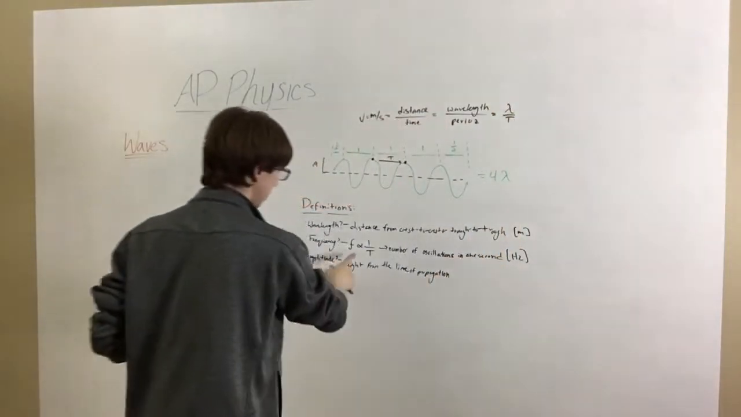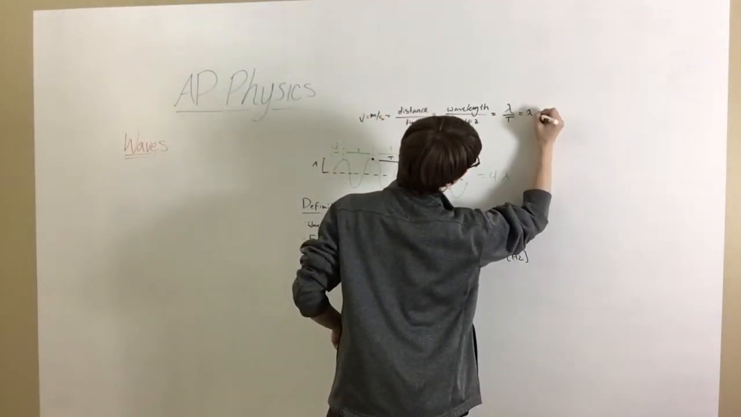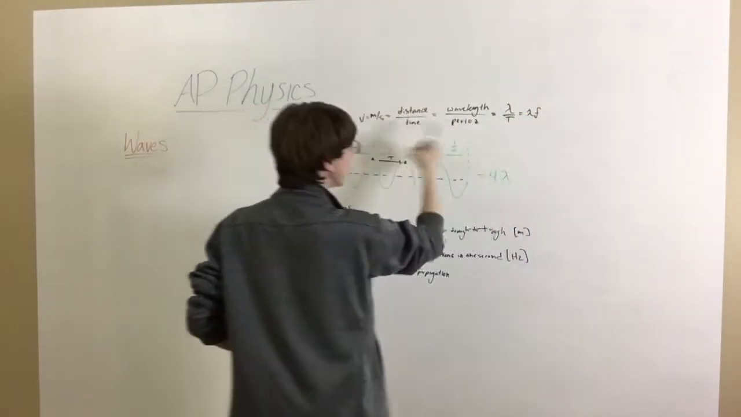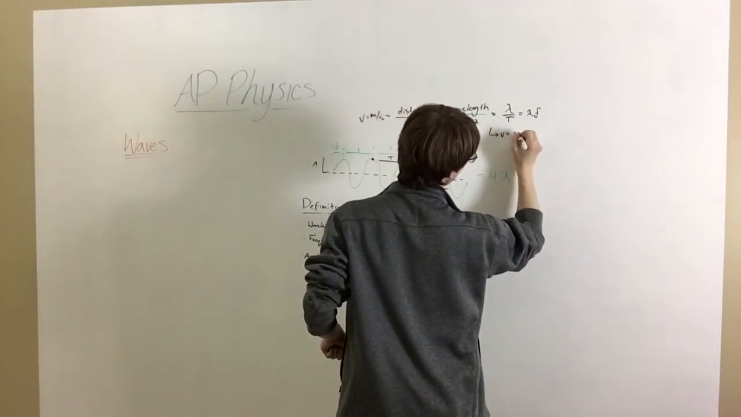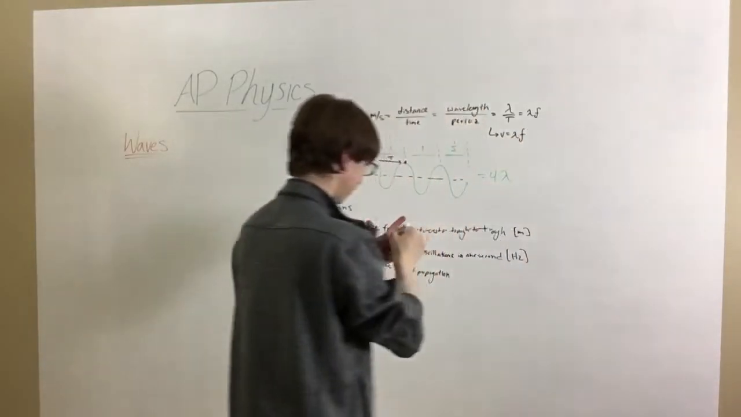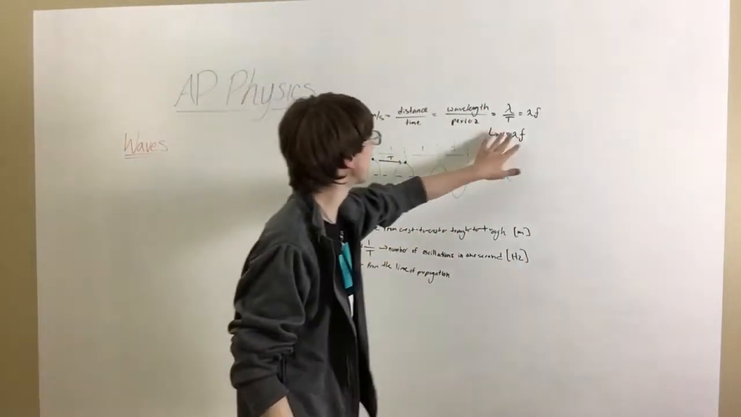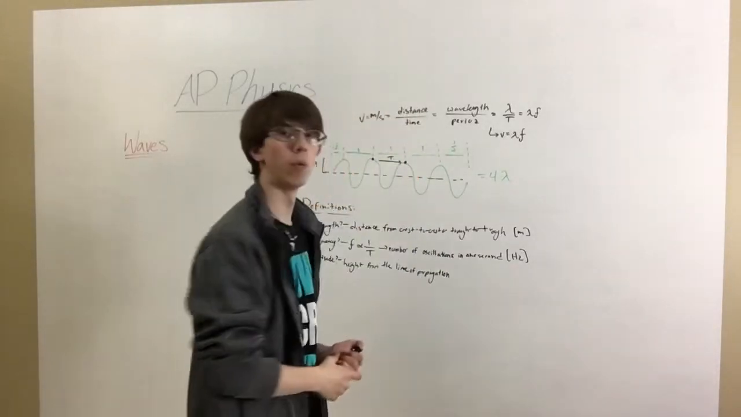But we know that frequency is also 1 over T. So this is just lambda times the frequency. So in this case, we can just say that velocity is equal to lambda, which is the wavelength, times the frequency, which is f. So like that, we found our definition of velocity based off of this wave.